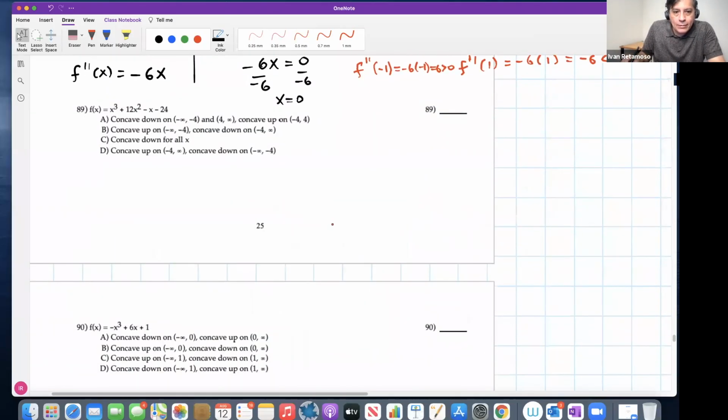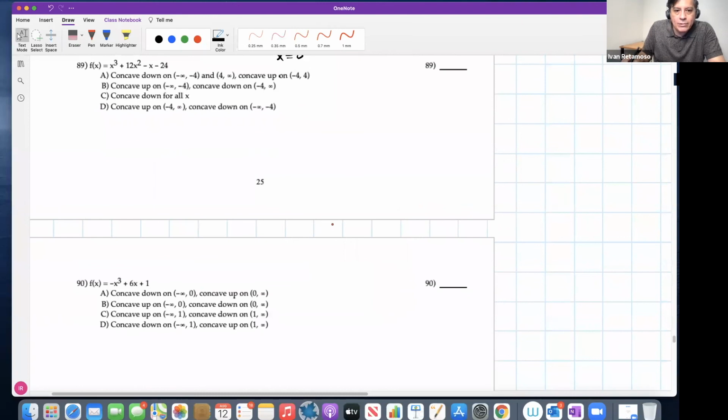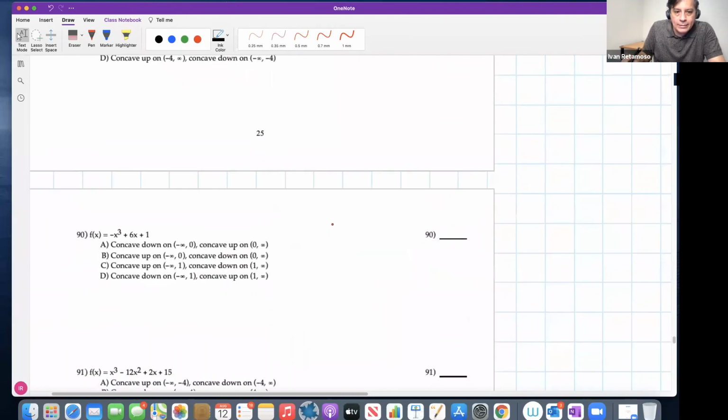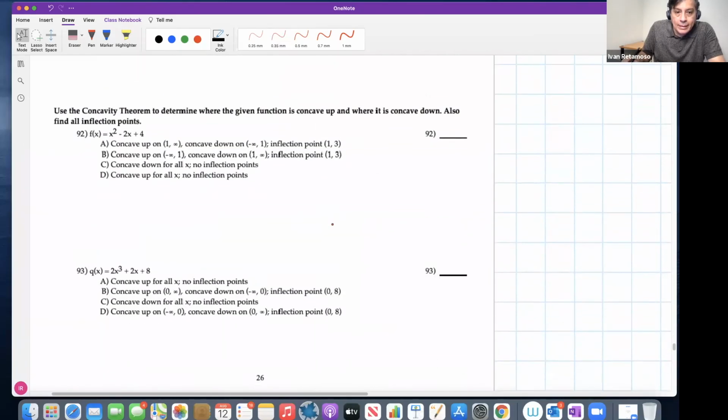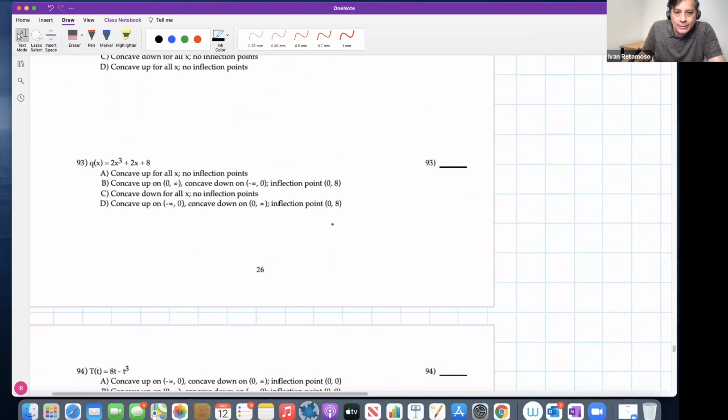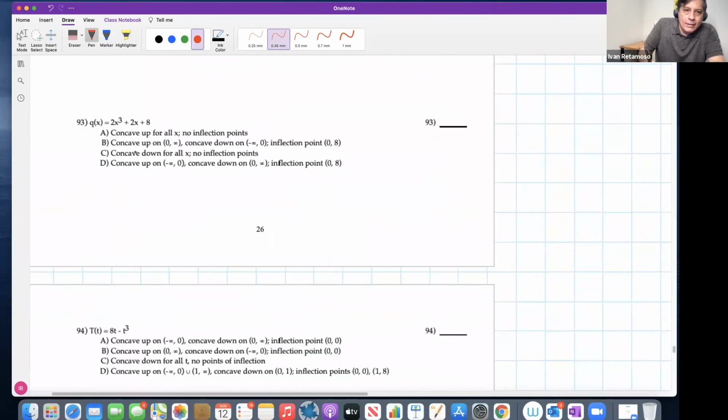Now, let me show you how to find the inflection point. This is similar, but there is a moment where you will be asked to find inflection points. Let's take this cubic polynomial as an example. Figure out where this is concave up, concave down, and in addition to that, show inflection points.